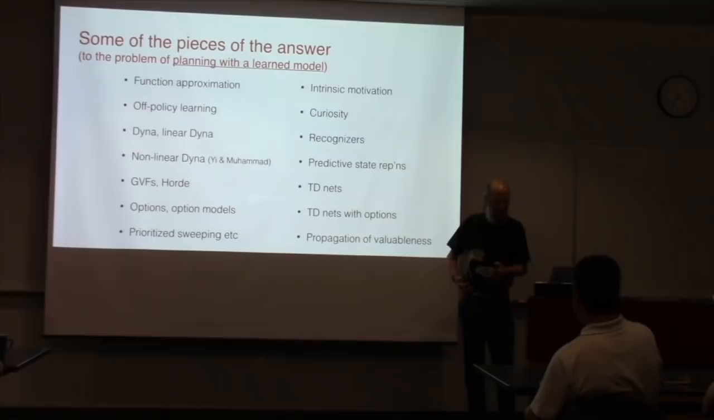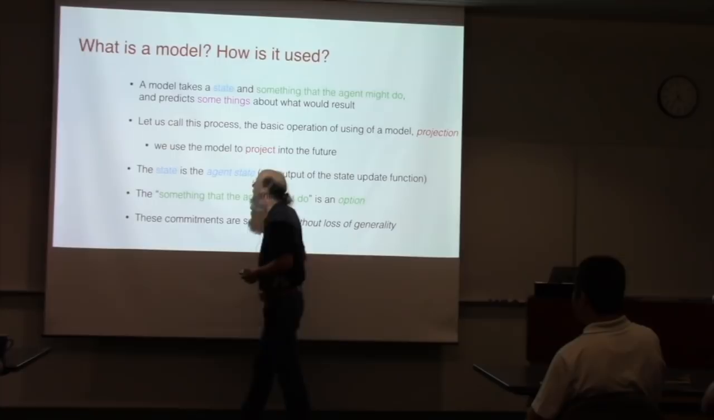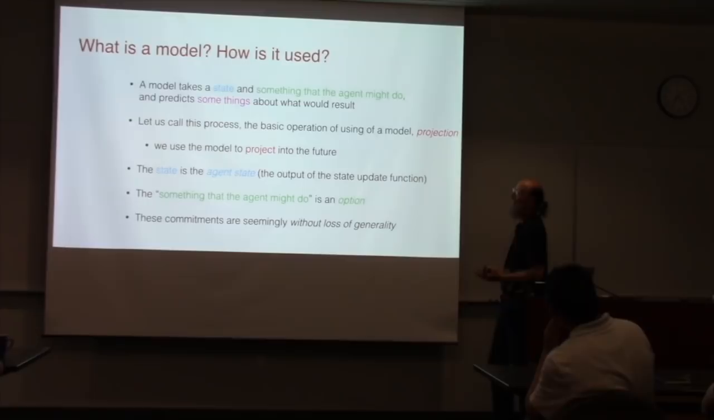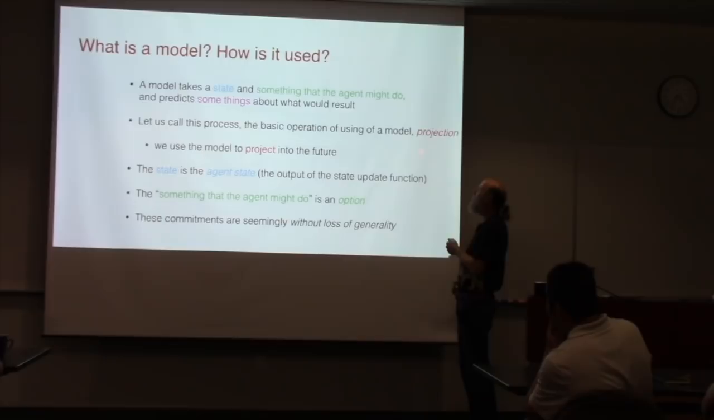Okay, so let me try to say something interesting, a little bit concrete. What is a model? How is it used? A model is something that takes a state and something that you might do, and it predicts something about what would result. Obviously, that's vague. So this process of predicting, this basic operation of using a model, I'm going to call it projection, so I can talk about it clearly. So I'm going to say we use the model to project into the future.